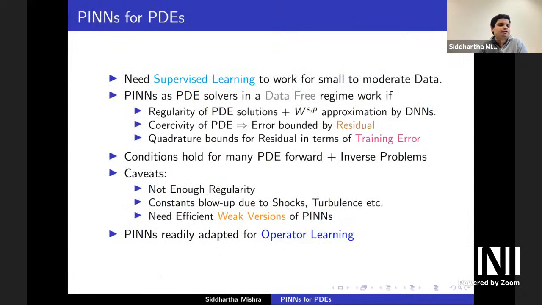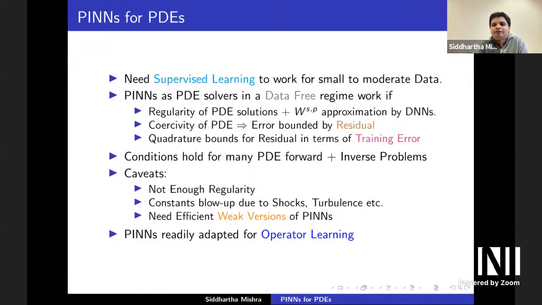So let me just summarize my results. The main point here is that supervised learning works very well, particularly for parametric PDEs, but you need to make it work for small to moderate data. You need like 100 data points or something like that. If you are in a completely data-free regime or a very data-poor regime of 10 data points, then PINNs are a good unsupervised learning framework.